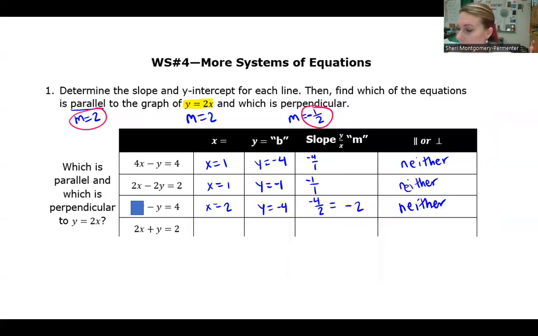Did you figure out one of them to be parallel and one of them to be perpendicular? Yes? No? Good.